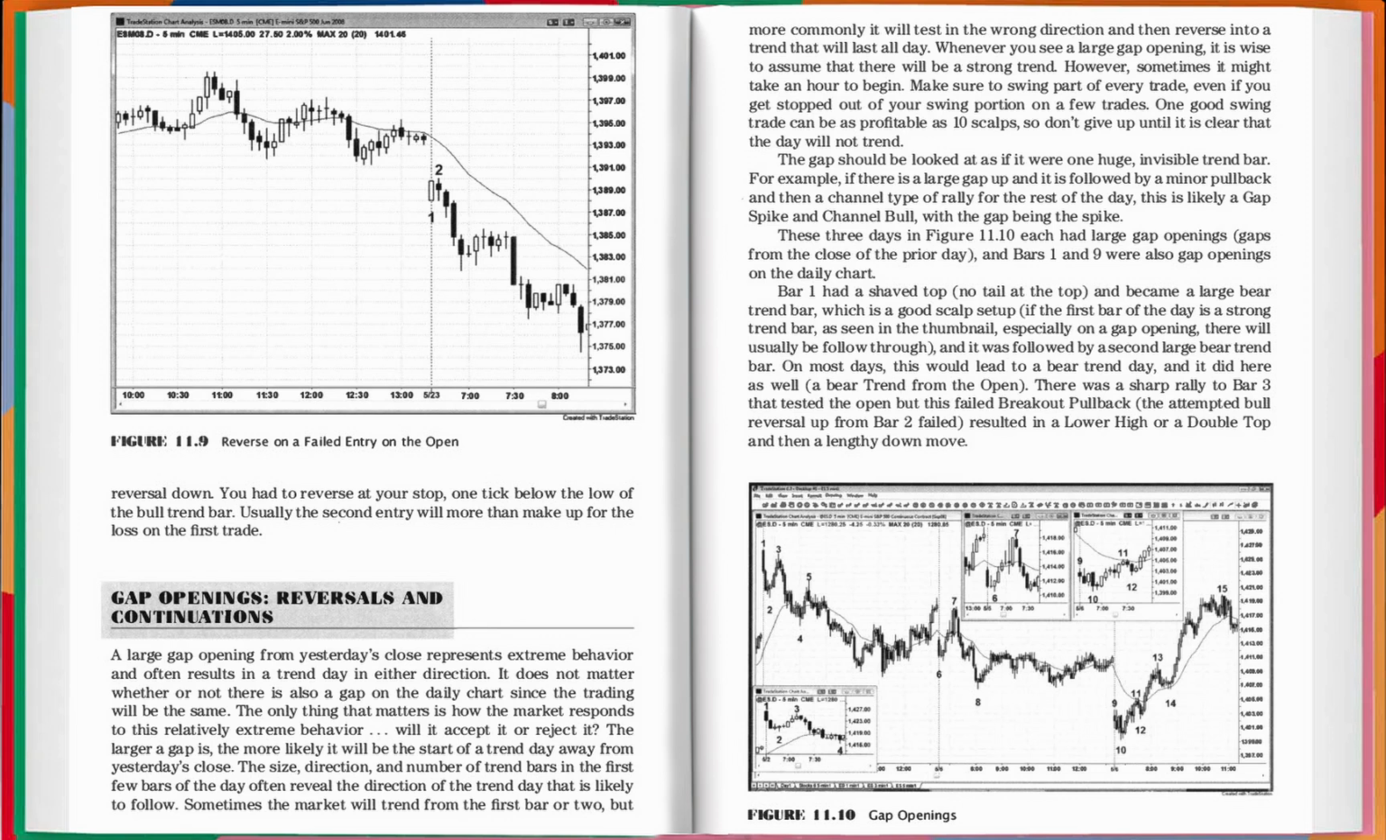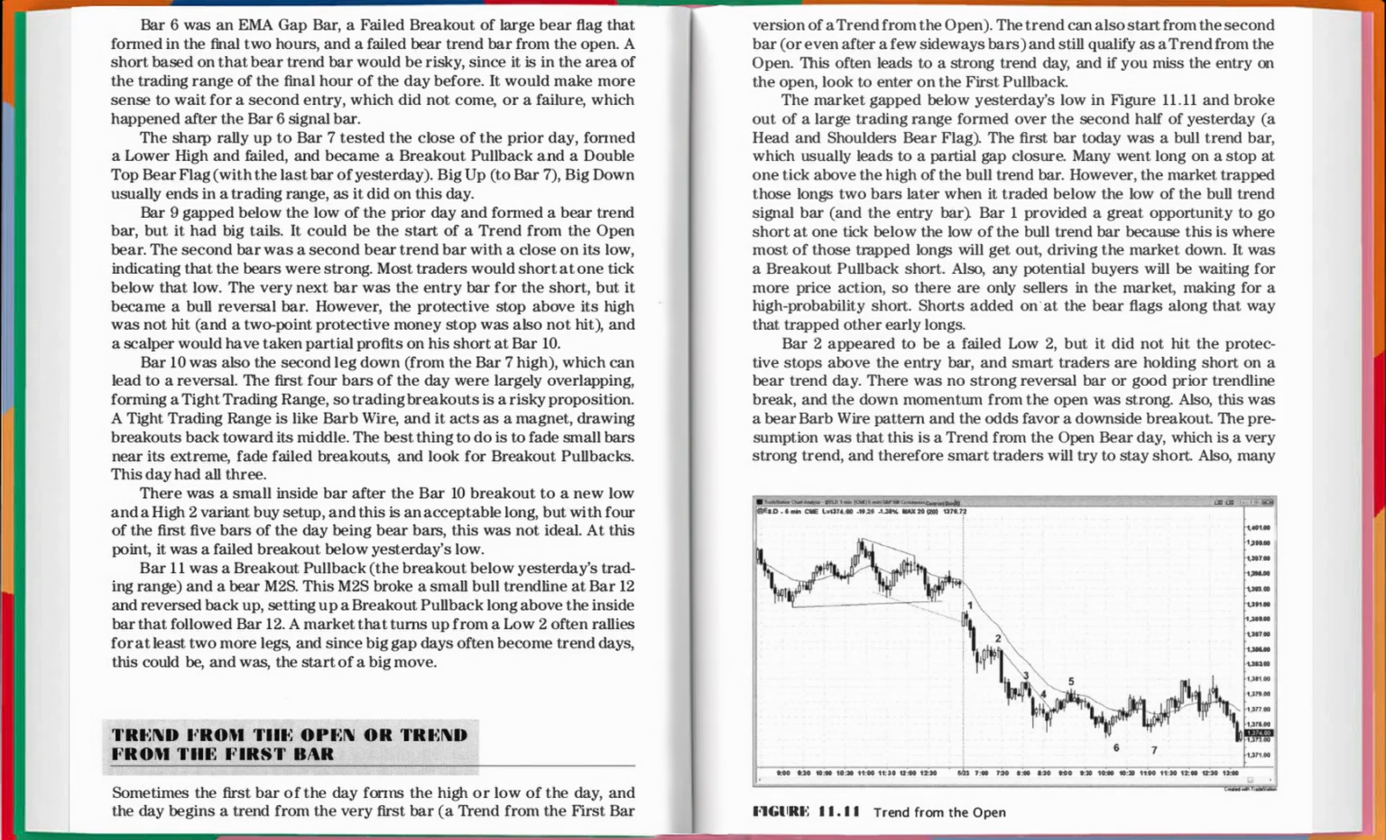On most days, this would lead to a bear trend day, and it did here as well, a bear trend from the open. There was a sharp rally to bar 3 that tested the open, but this failed, a breakout pullback. The attempted bull reversal up from bar 2 failed, resulted in a lower high or a double top, and then a lengthy down move. Bar 6 was an EMA gap bar, a failed breakout of a large bear flag that formed in the final 2 hours, and a failed bear trend bar from the open.